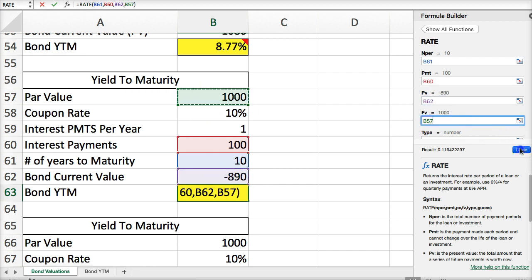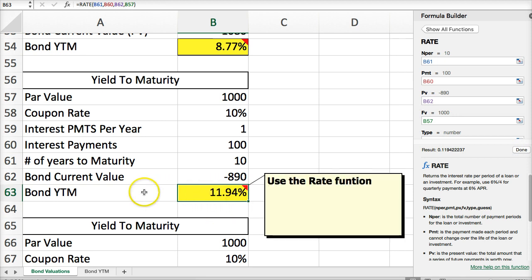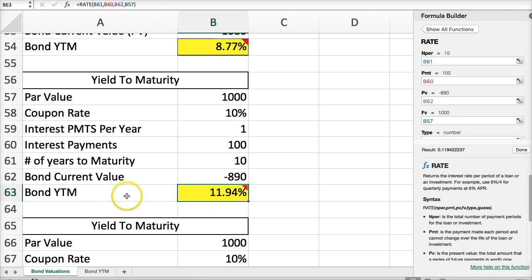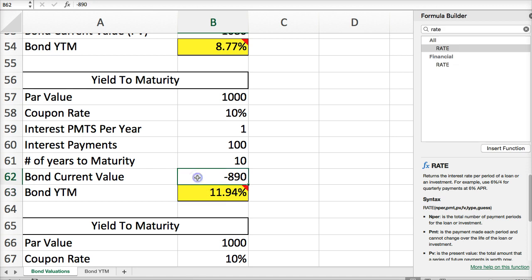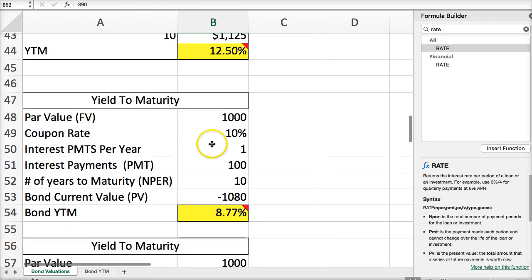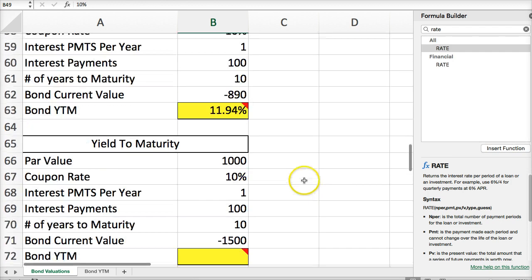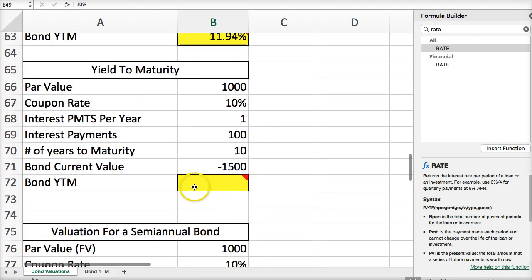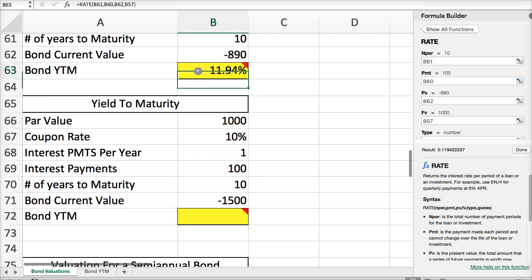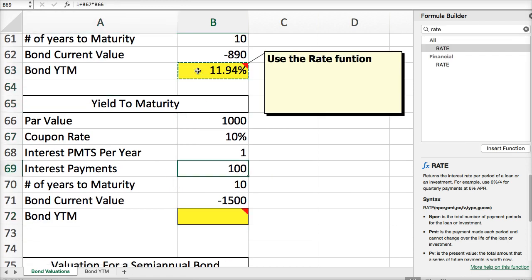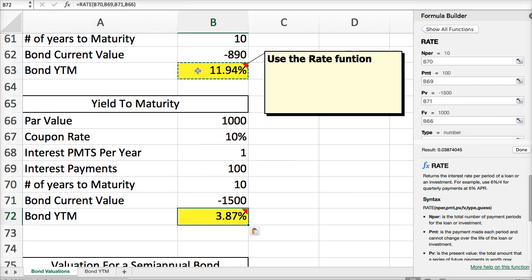So here when we calculate the return, we see that our bond yield to maturity is higher than the coupon. That is what you get when a bond is selling at a discount. And here, where the bond was selling at a premium, you get a yield to maturity lower than the coupon rate. Okay, and the third problem, I can actually just do a shortcut. I can copy that and put that down here.